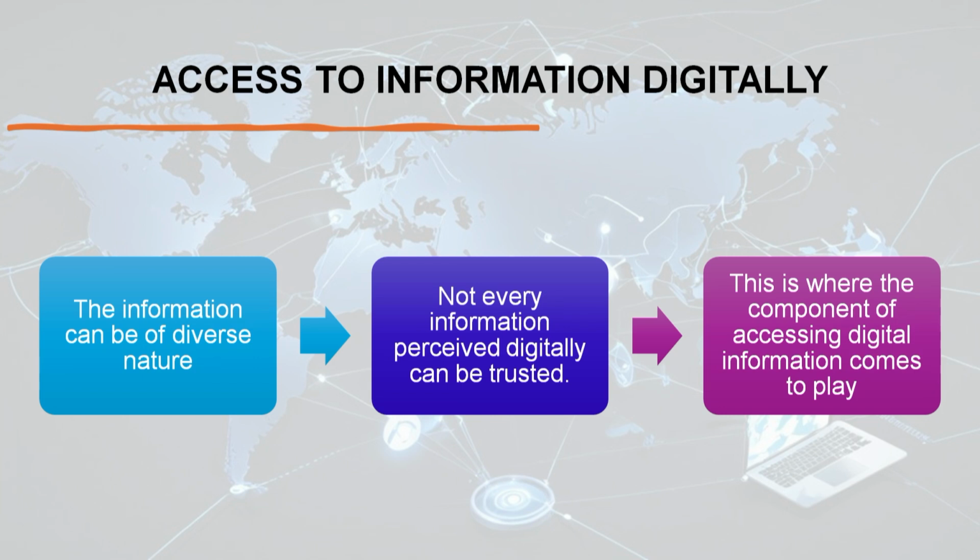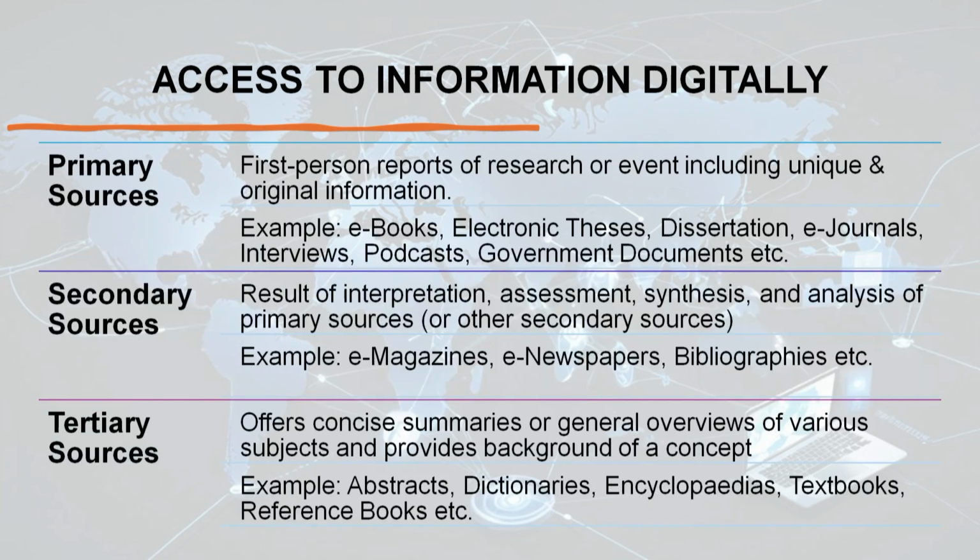Since the information can be diverse, not every information can be trusted, and not every information which comes into access may be useful to us. That has to come into our overview while we are accessing the information. The information which we get can be from different resources, like the primary sources, the secondary sources, and the tertiary sources.